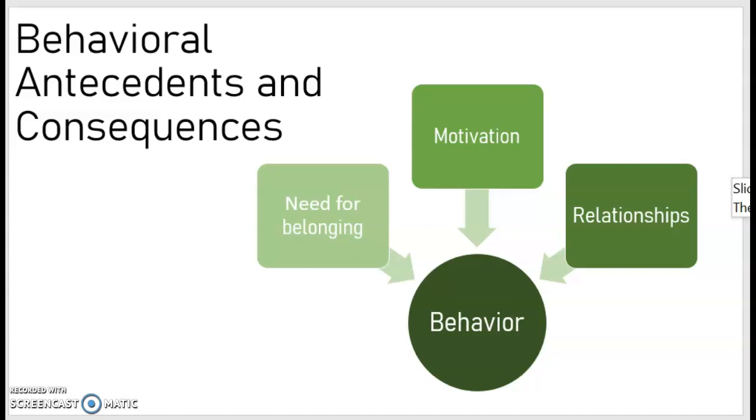And really, with that need for belonging, like I said previously, it goes along with needs in general that students need to meet in order to move forward. Just like in Maslow's research, if you've read about that, there's this hierarchy of needs that has to be met before academic pursuits can be made.